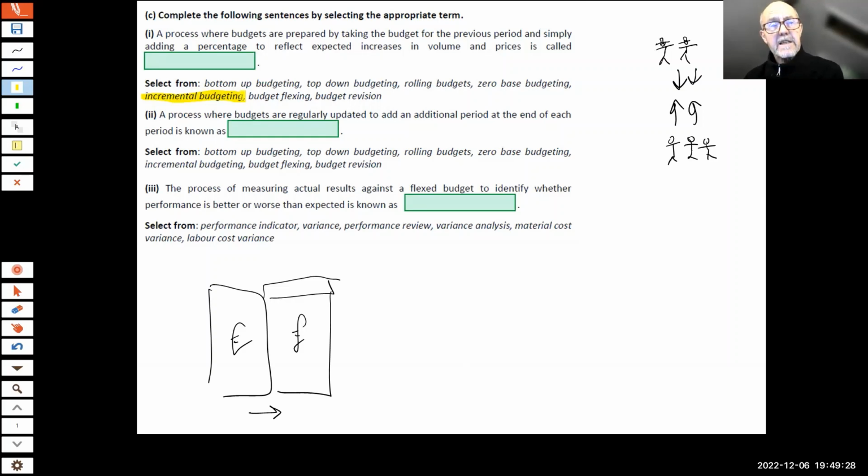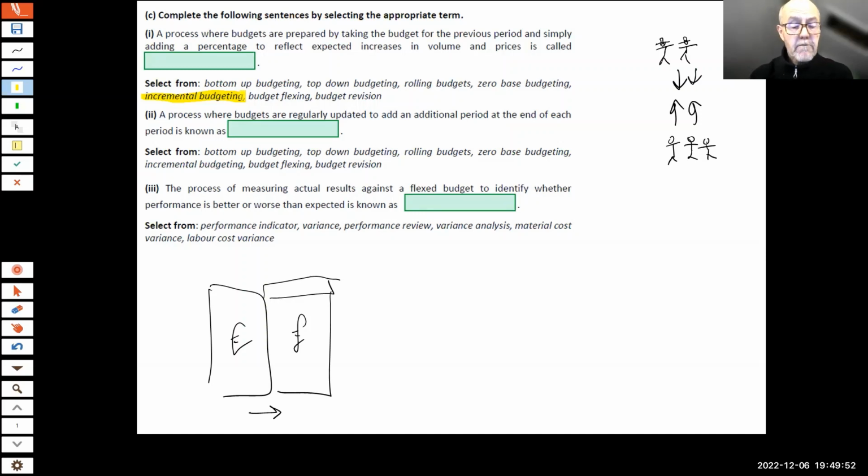Budget flexing, that is where we change our budget when we are comparing what's actually happened with what was expected. There's no point comparing material costs for 9,000 units with what we expected to spend on 10,000. We flex down our expectations. And budget revision is just changing a budget.